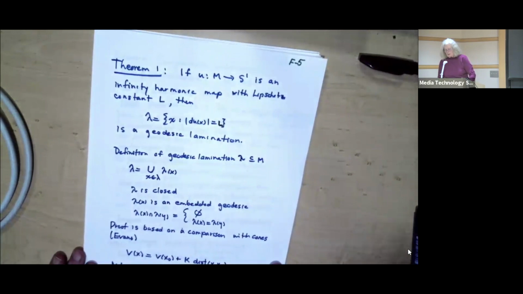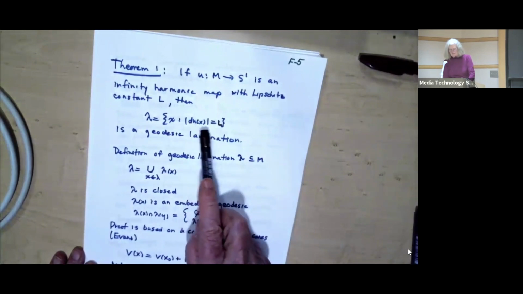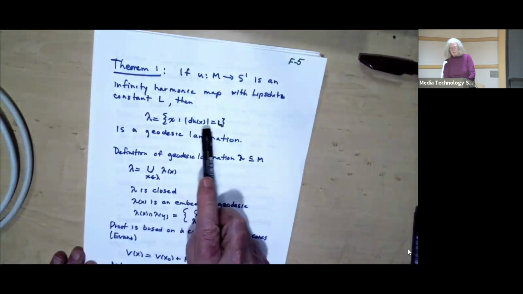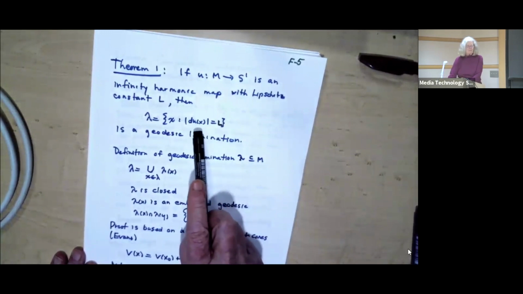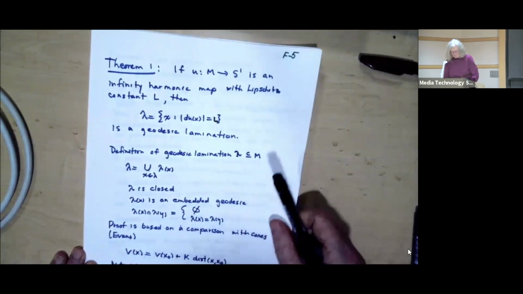Now, you have to fiddle a little bit, since this is a Lipschitz map, you have to be a little particular about what you mean by the norm of the derivative at a point. But you do it by exhaustion. You take the best Lipschitz constant in a little ball and let the size of the ball go to 0, and you get a well-defined idea of what the norm of the derivative is at the point. You don't get the derivative itself, but you know what the maximum value is.